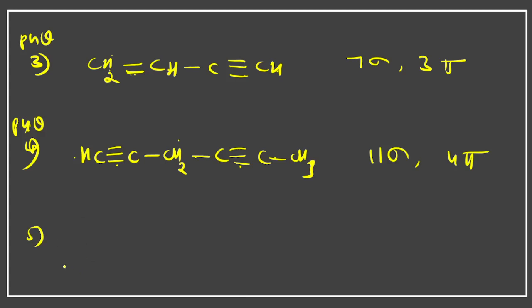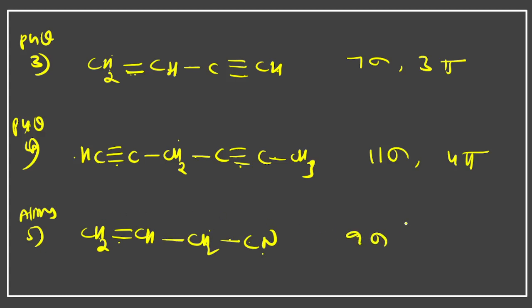Next, this is also a previous question in AIIMS: CH2 double bond CH, CH2CN. CN means a triple bond, one sigma and two pi, between carbon and nitrogen. So counting sigma bonds: 1, 2, 3, 4, 5, 6, 7, 8, 9. Nine sigma bonds. How many pi bonds? 1, and carbon with nitrogen is 2. The total is 3 pi bonds. The name of the compound is allyl cyanide.